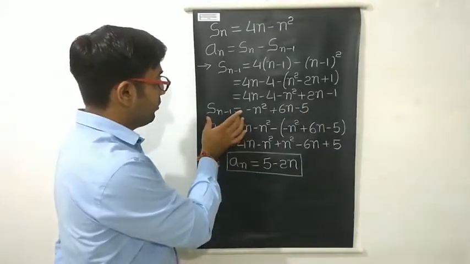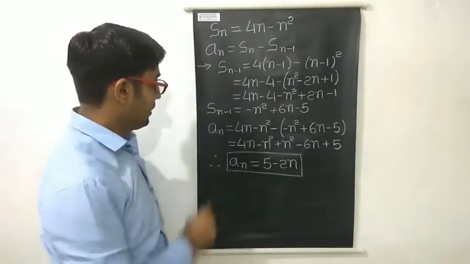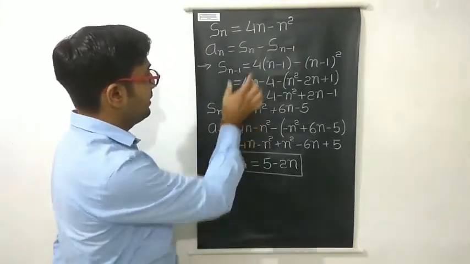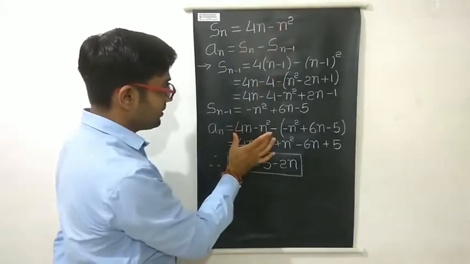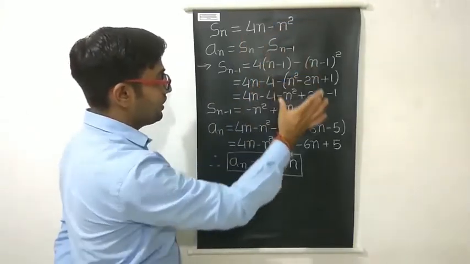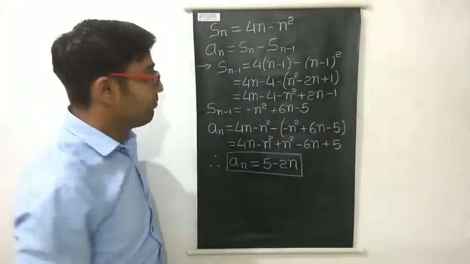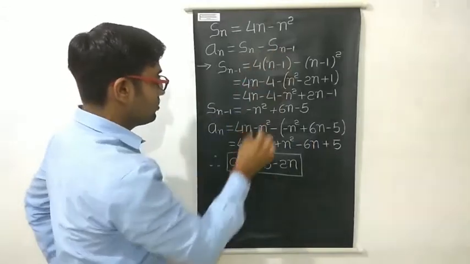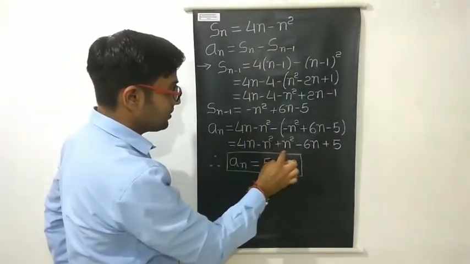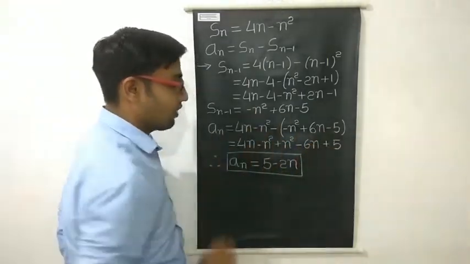Now put the values of Sn minus 1 and Sn in this formula. So we get An is equal to, what is Sn? Sn is equal to 4n minus n square, and the Sn minus 1 value is this: minus n square plus 6n minus 5. By subtracting both the values, we get 4n minus n square, this will become plus n square, minus 6n, plus 5.